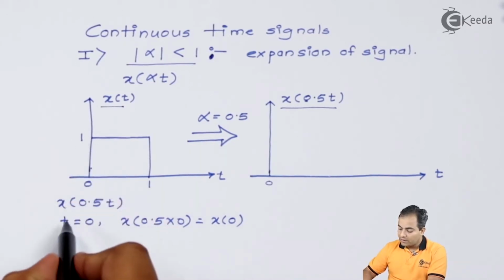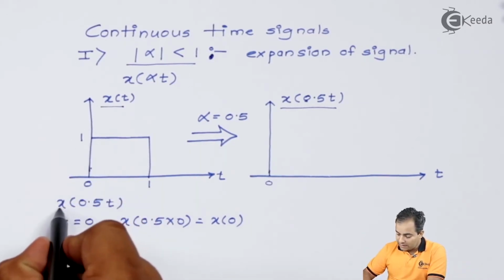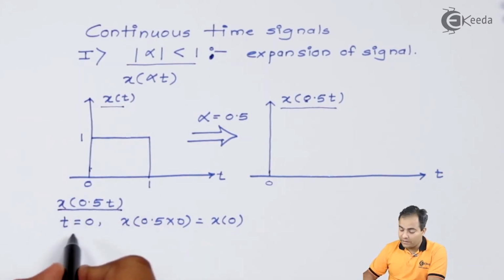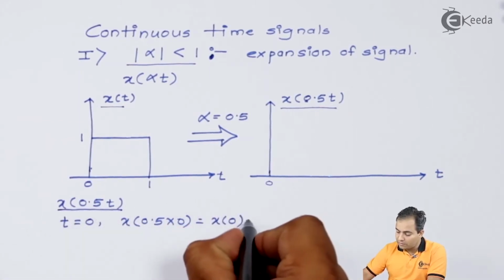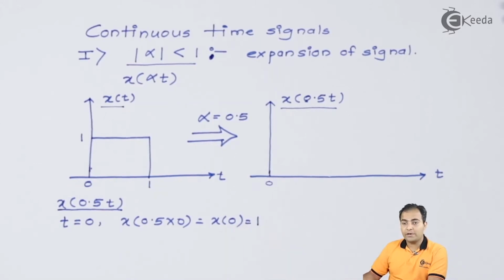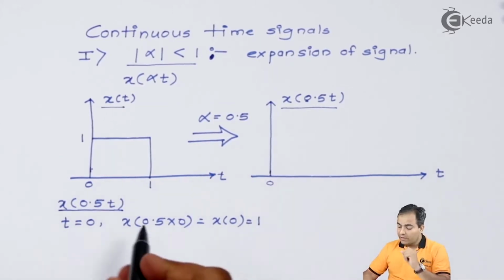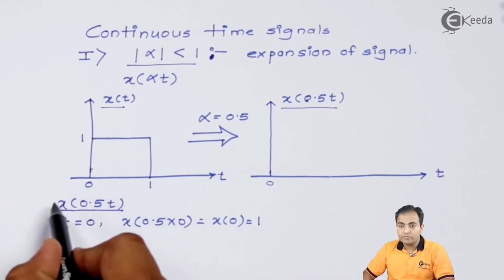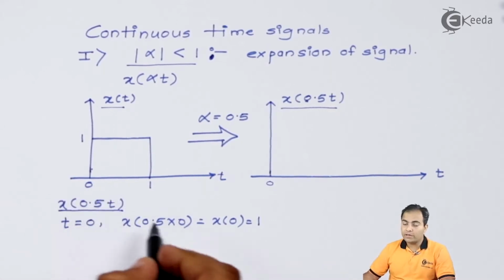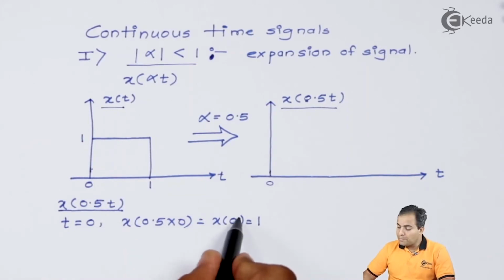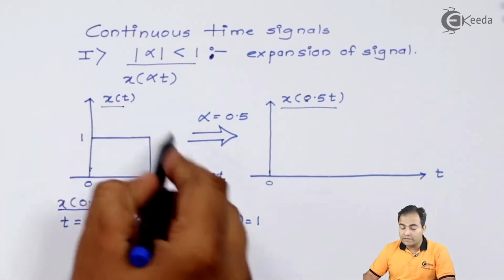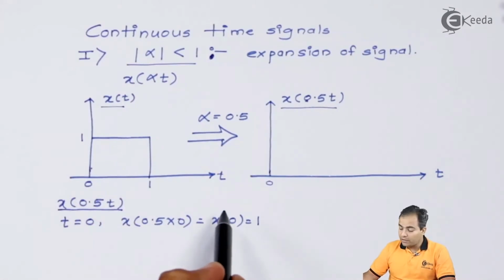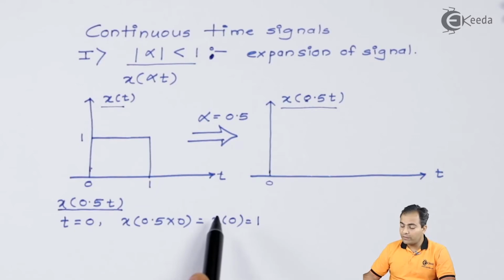Which means that for x of 0.5t at t equals 0, it also has the same amplitude. I'll repeat this statement. I have just substituted the value of t, so after substituting, I get x of 0. Just compare this x of 0 with the original given graph. X of 0 stands for t equals 0, and we are going to find the amplitude at t equals 0.